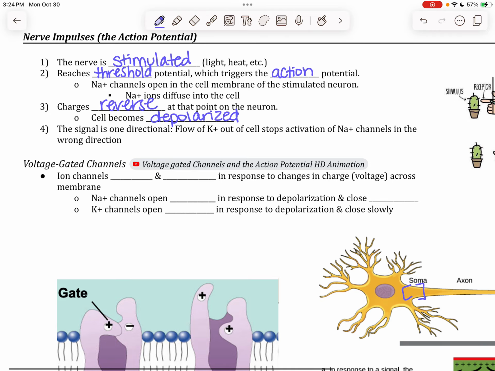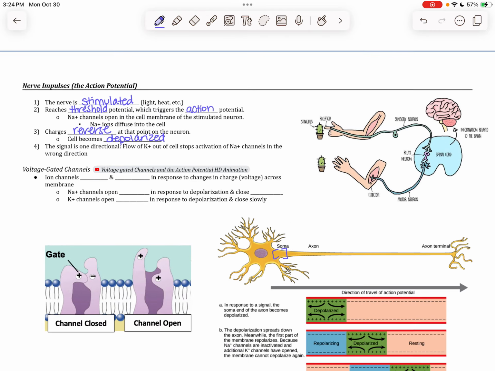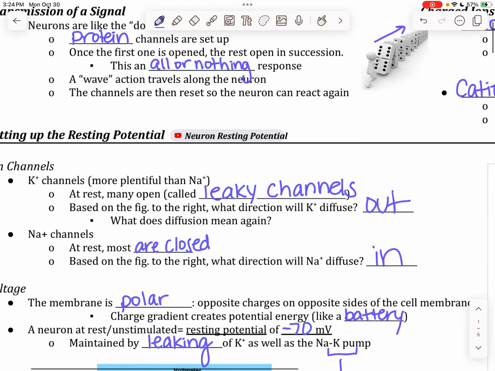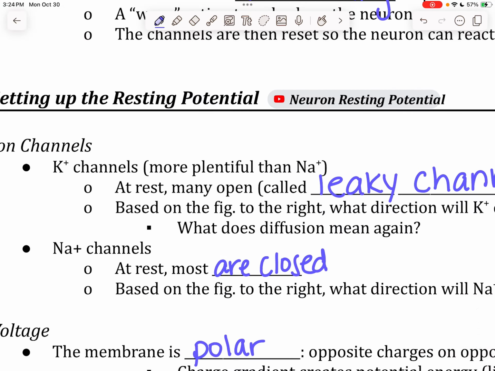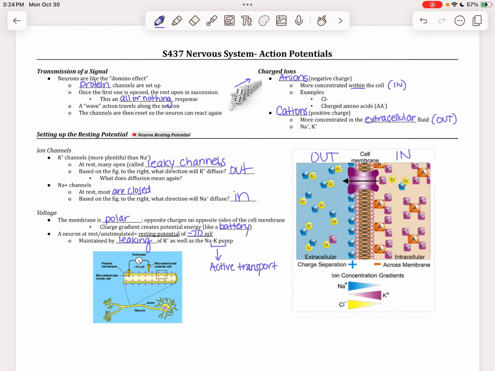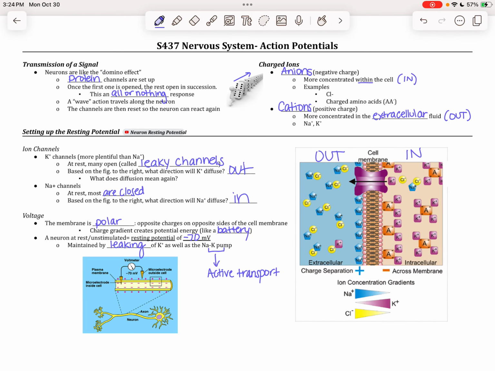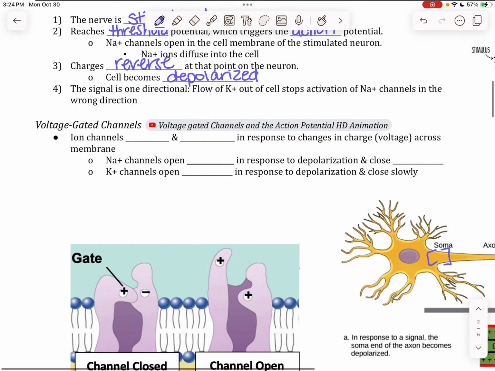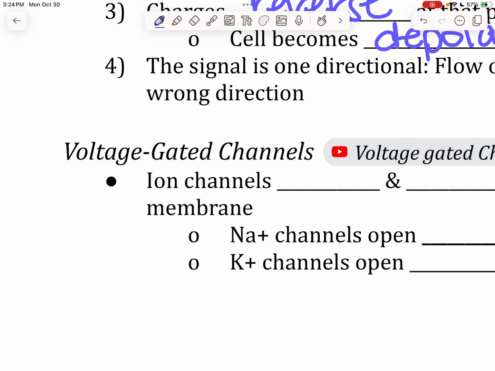Okay, so I mentioned that there were leaky channels earlier up here. I said we have these two channels, sodium and potassium channels, and they are leaking or closed during rest. Those are just normal transport proteins that allow those ions to move and diffuse freely. Well, we have these other types of channels called voltage-gated channels. So they are dictated by millivolts or charge differences.